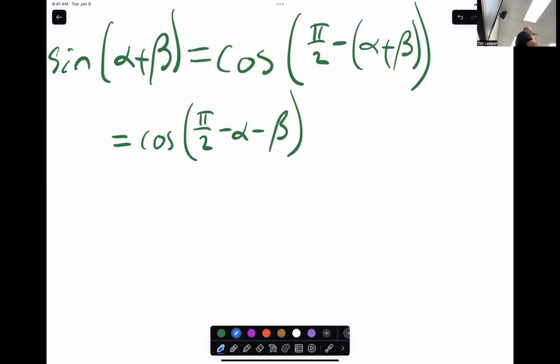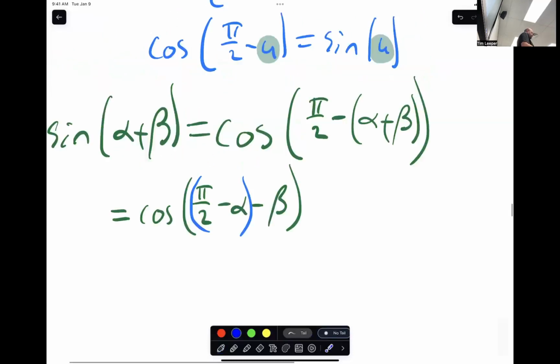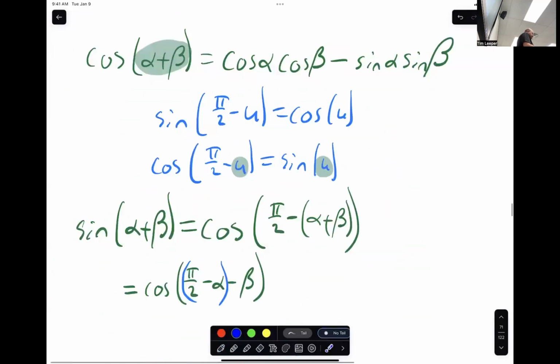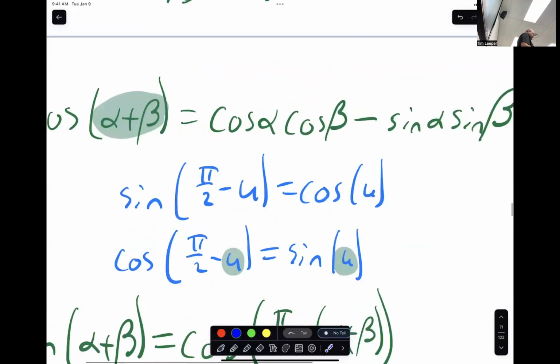And I'm going to do something kind of crazy. I'm going to group pi over 2 minus alpha together. Think of that as one big angle, pi over 2 minus alpha. I should have done the negative up here. But notice that the cosine of a difference is very similar. It's just that if it's the minus, we'll use the plus.